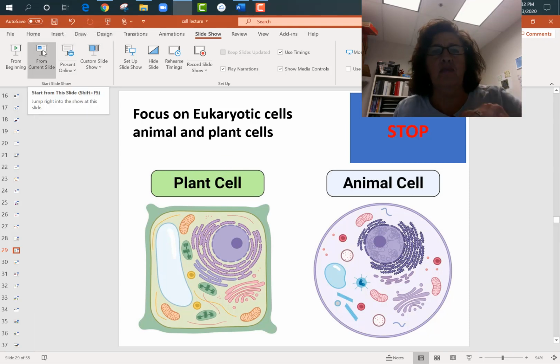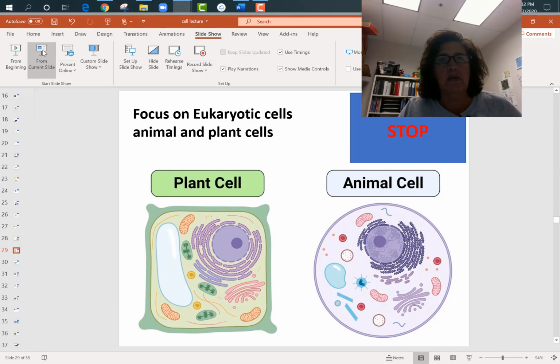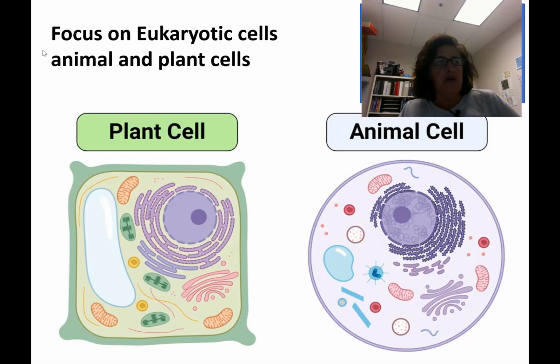All right, welcome back. This is organelles part 2. So the next set of organelles we're going to talk about are only found in eukaryotic cells. So we're talking plant and animal. We will talk about if any are found in only one or the other.